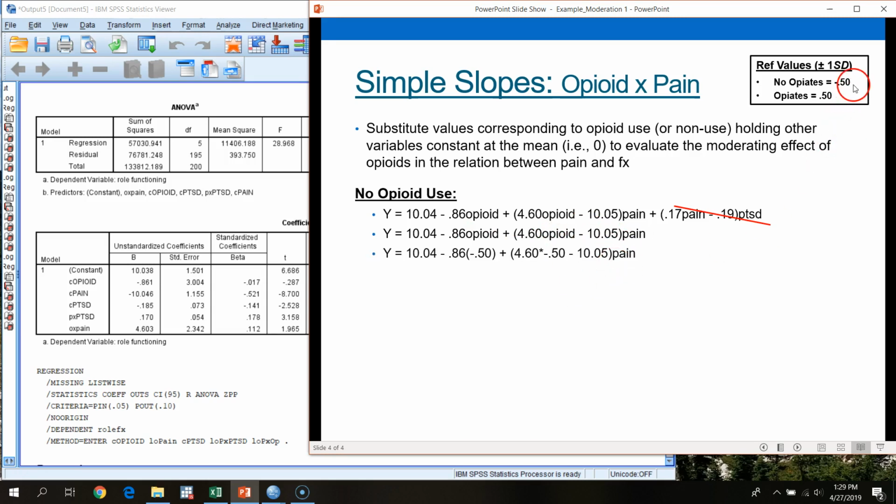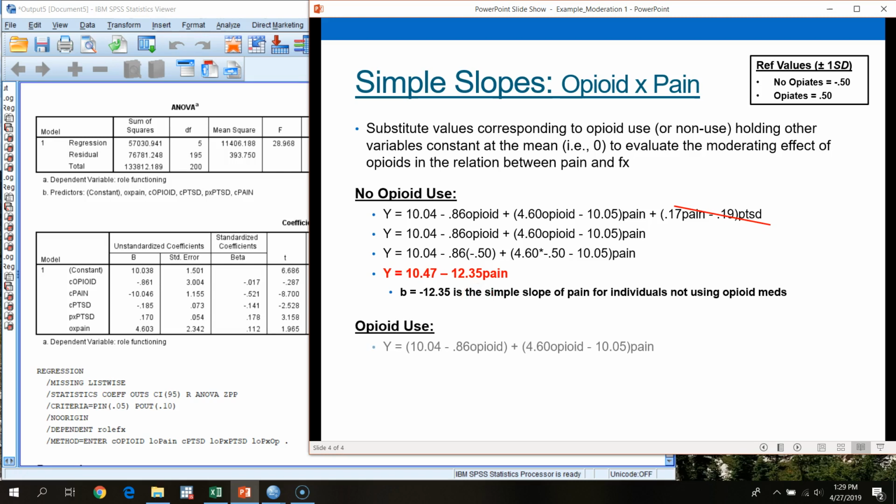If we go through, plug in negative 0.5, which indicates people without using opiates, we then get my simple slope of pain with role functioning for individuals not using opiates. Okay, so again, intercept here, 10.47 minus 12.35 pain. This negative 12.35, this is the simple slope of pain for individuals not using opiate medications.